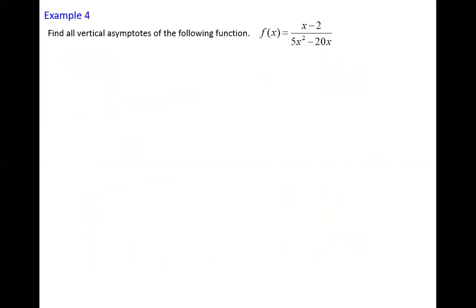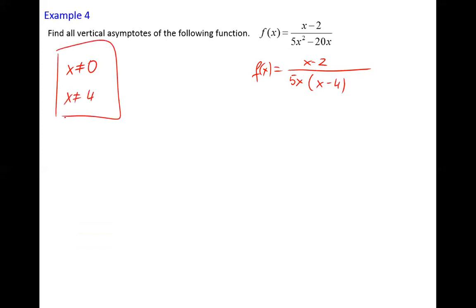Example number 4. Find all vertical asymptotes of the following function. X minus 2 over 5x squared minus 20x. Looking at the zeros of the denominator, I will factor out first. Nothing to do on the top, but I can see 5x being a common factor. X minus 4 stays. Okay, that means now I can see 5x will give me 0. 0 is not in the domain, and 4 is not in the domain.